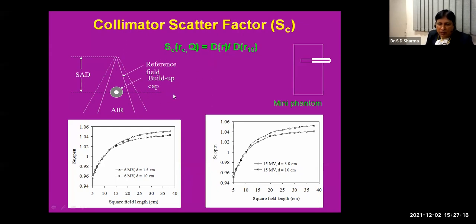Collimator scatter factor can be measured by a very simple approach by using a build-up cap of the required thickness, because when we have to deal with high energy X-rays, a build-up cap of appropriate thickness is required. But there was a lot of discussion and argument in the literature, and finally a method or approach based on the use of a mini phantom has been proposed. So a mini phantom made from plastic, either polystyrene or PMMA, of diameter 4 centimeter and length maybe 10 to 15 centimeter is thought to be appropriate.